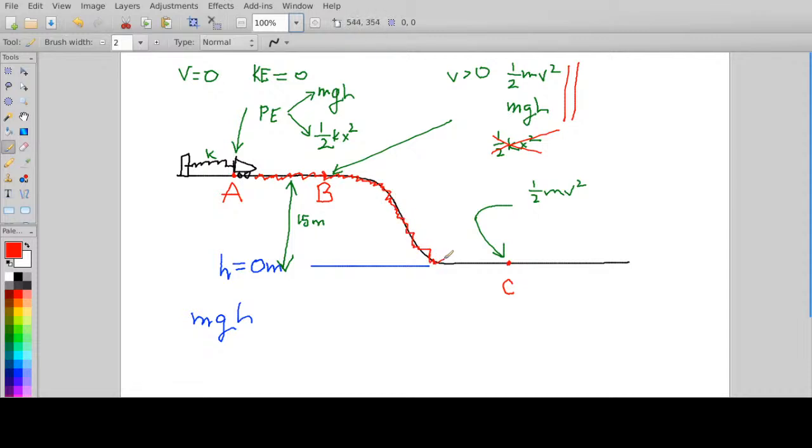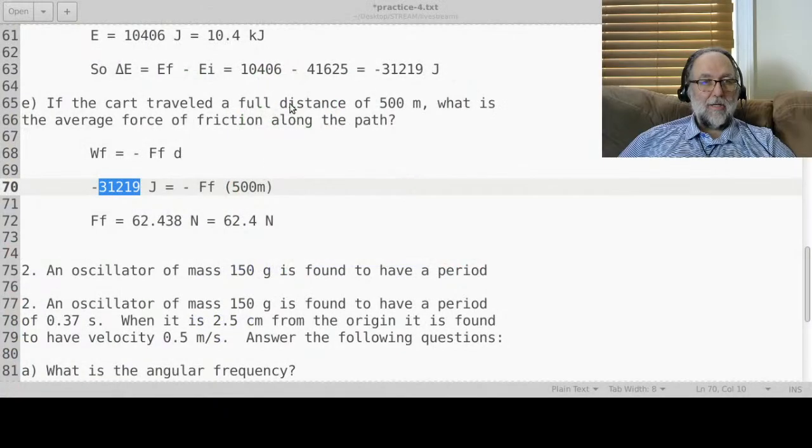If I were to measure all the way along this path here, it would turn out to be 500 meters. That's what I said in the problem. So the D in this F D is the full path length, irrespective of how curvy it is.